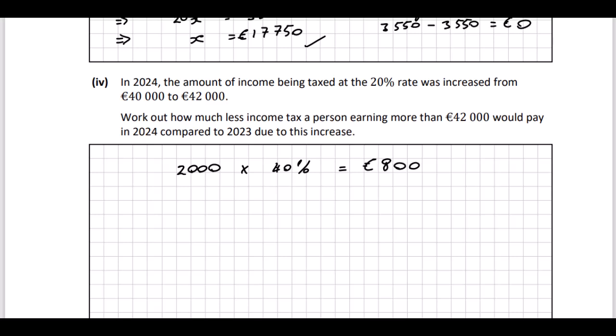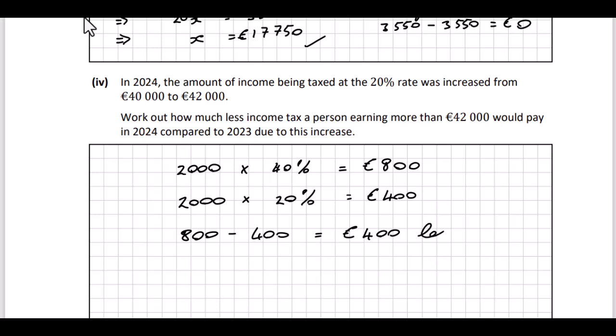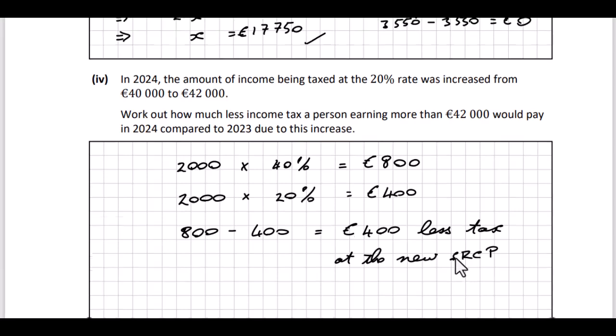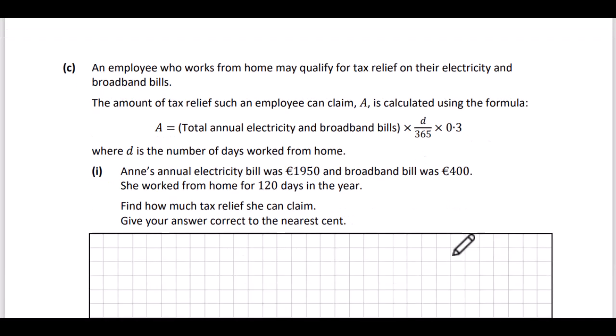But now that 2,000 euros is within the standard rate cutoff point, so the person now is only paying 20% on that particular 2,000 euros. So that's 400 euros. So you just take 800 minus the 400 and you get 400 euros. So they will pay 400 euros less tax at the new standard rate cutoff point. Okay, so let's have a look at part C.